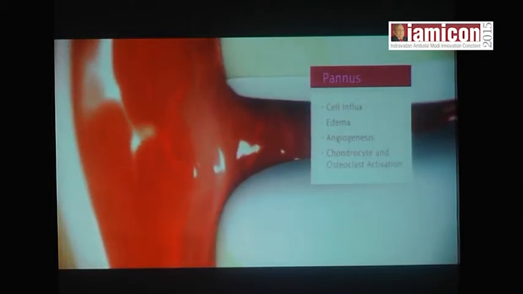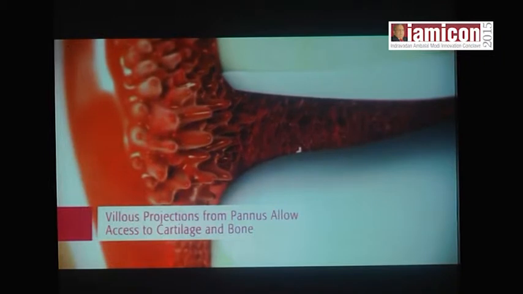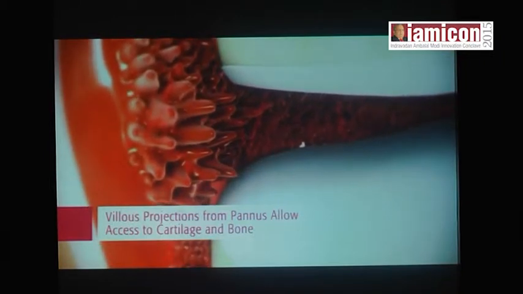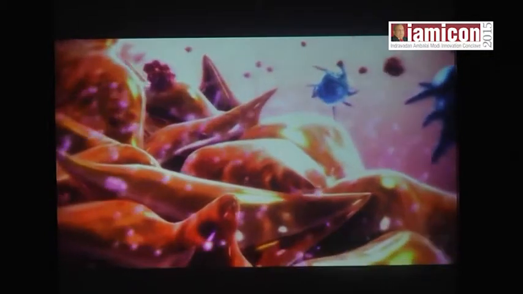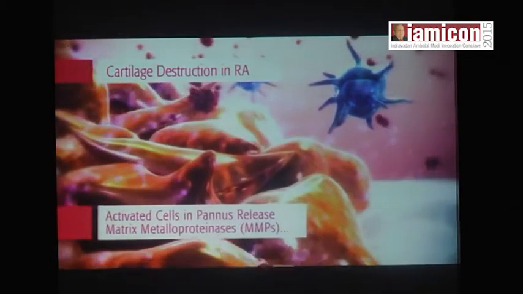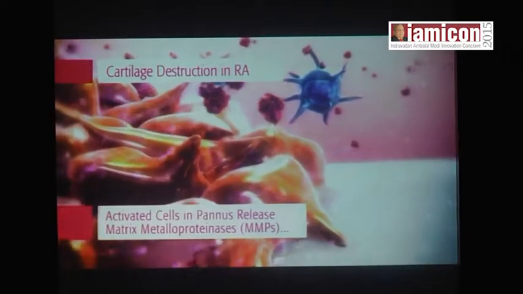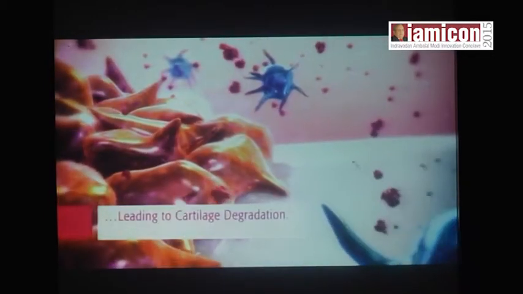The growing, vascularized pannus develops villous projections that result in better access to the cartilage and bone, and therefore greater opportunity for the activated cells to release damaging inflammatory mediators and enzymes. In the interface between pannus and cartilage, activated synovial fibroblasts and macrophages are a source of enzymes that degrade the cartilage matrix. These include MMPs, or matrix metalloproteinases. Thus, activated cells in pannus are key instigators of cartilage destruction.